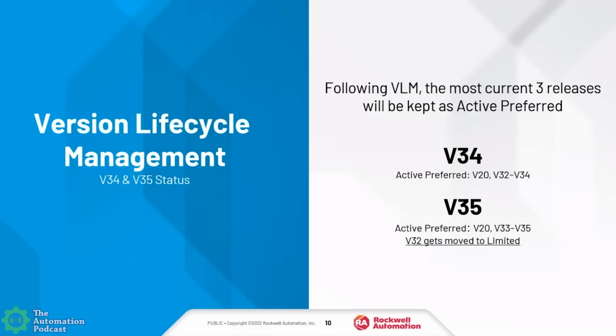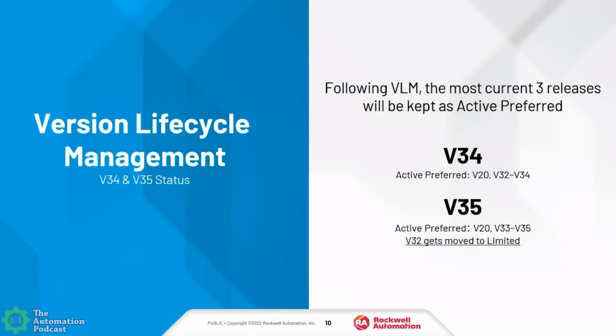At the beginning of 2022, we did have a release of version 34 of Studio. When this happened, active preferred included version 20, 32, 33, and 34. This is still where it currently stands today as we are talking on this podcast. But what I really want to make clear is when 35 is released, even though it's going to be in the same calendar year as when 34 was released, the active preferred versions of software will change on the date of version 35's release. So that shift will include version 32 getting moved to limited on the PCDC.